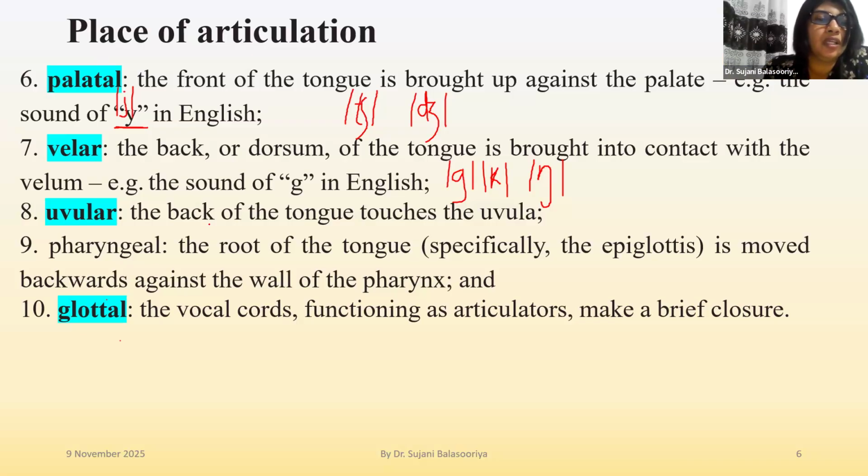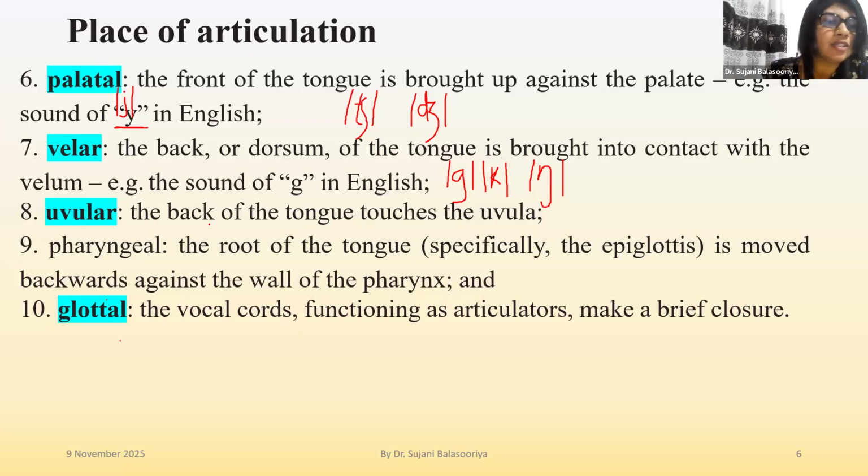And usually in English, we rarely find uvular consonants. We don't, actually almost not. We don't find any uvular consonants, but there are other languages, maybe like Arabic. Not even in Tamil, I don't think uvular consonants are available. But this is one place of articulation, right? Uvular consonants are available in some languages.